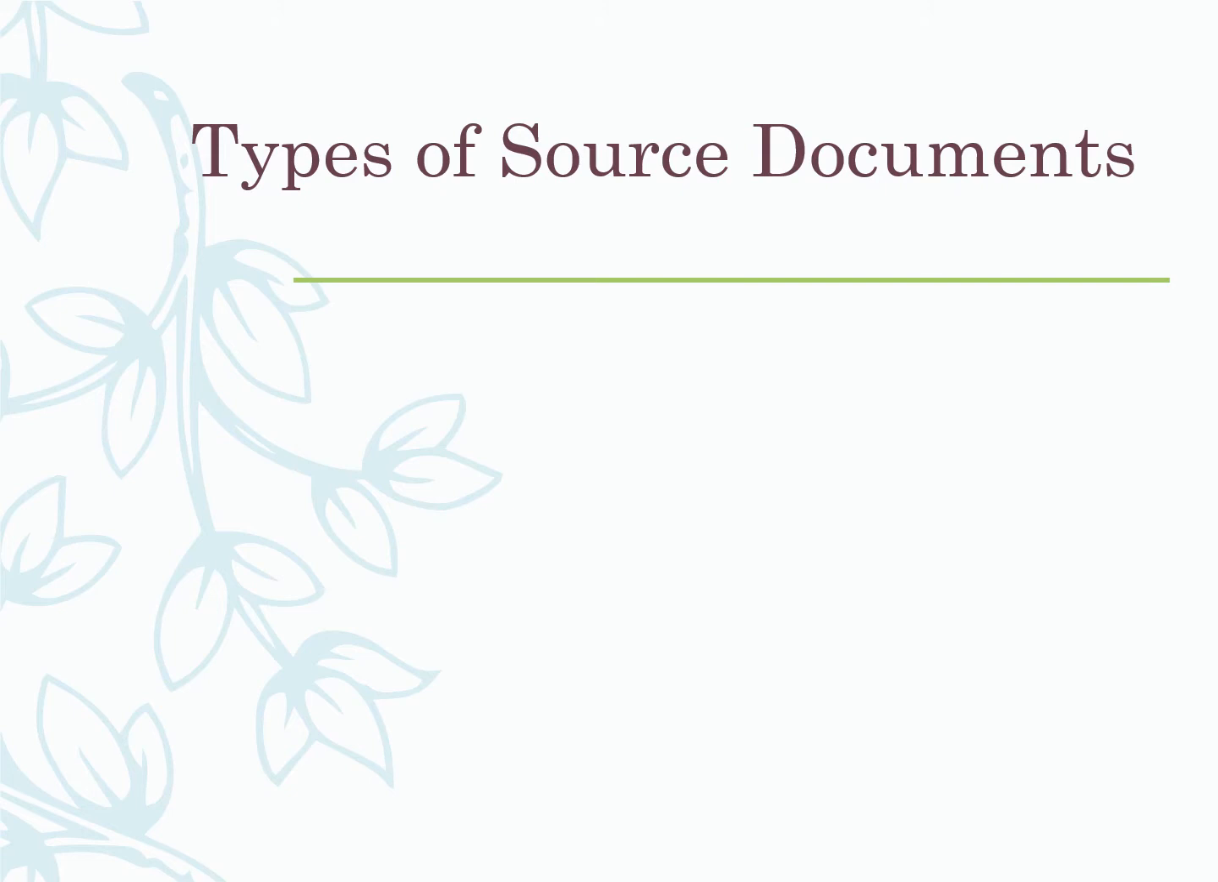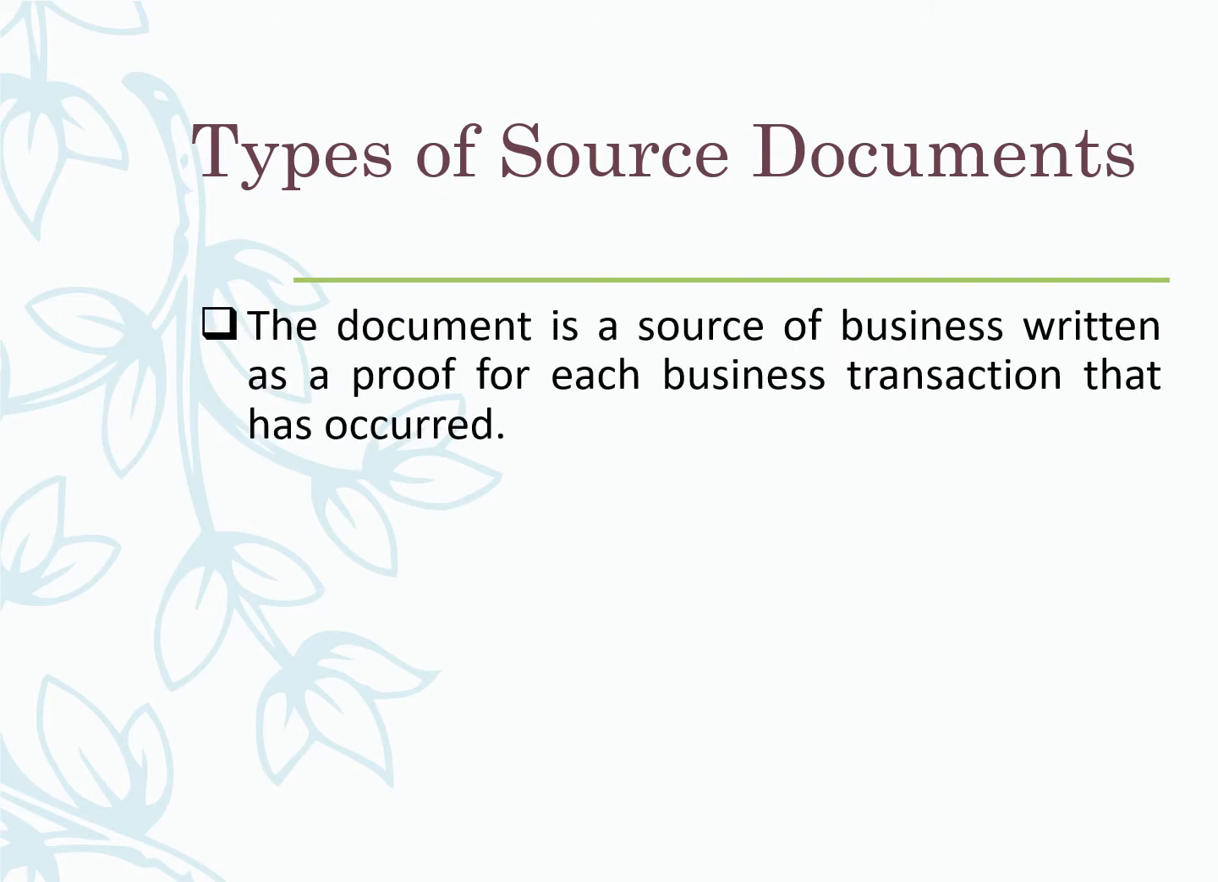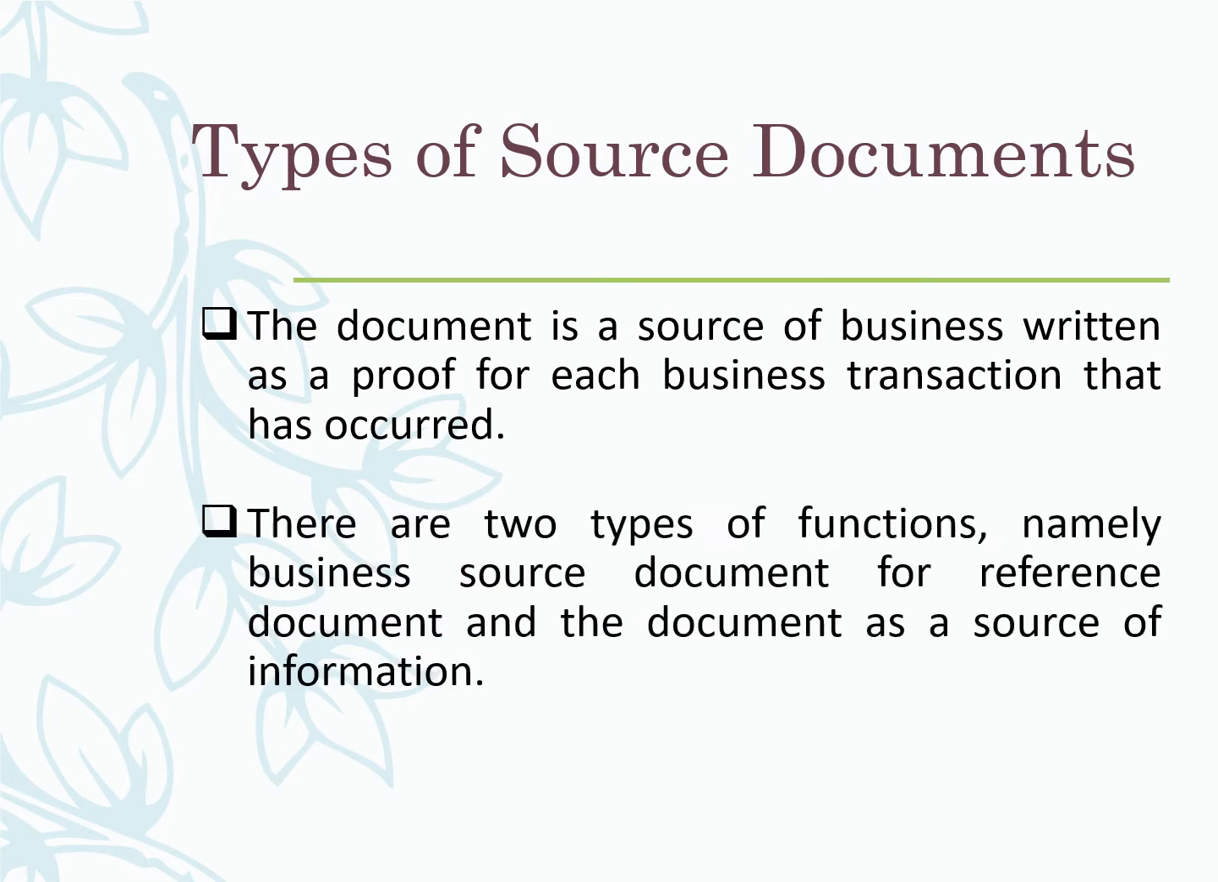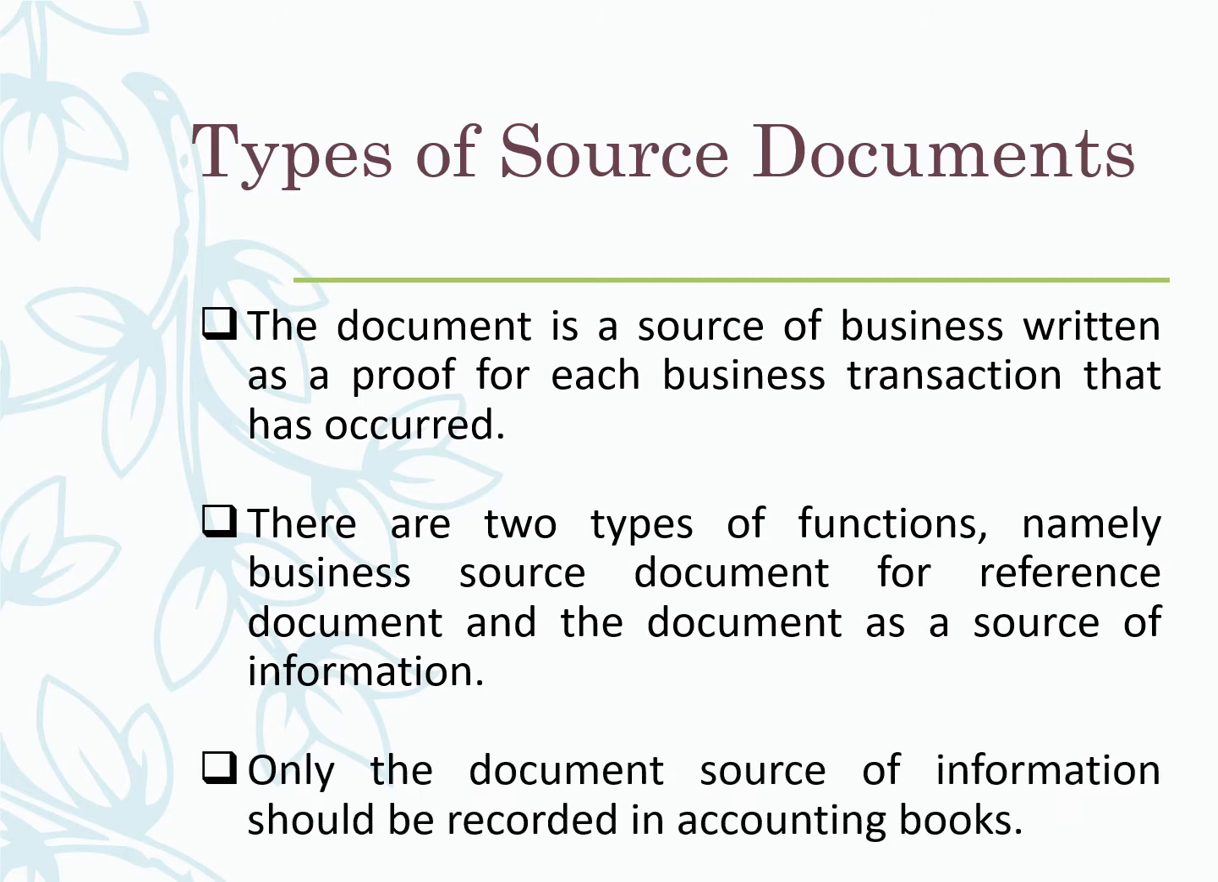Types of source documents. The documents are a source of business written as a proof for each business transaction that has occurred. There are two types of function. First is for reference document and the second one as a source of information. And only the document source of information should be recorded in accounting books.